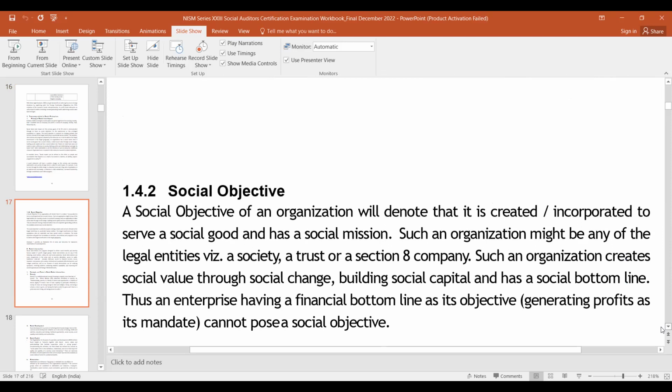So social objective. The social objective of an organization will denote that it is created or incorporated to serve a social good and has a social mission. Such an organization might be any of the legal entities. It could be a society, trust, Section 8 company. Such an organization creates social value through social change, building social capital and a social bottom line. Thus, an enterprise having a financial bottom line as its objective, generating profits as its mandate, cannot pose a social objective. So social objective is not to generate profits. Social objective is through social change, building social capital, and it has a social bottom line.